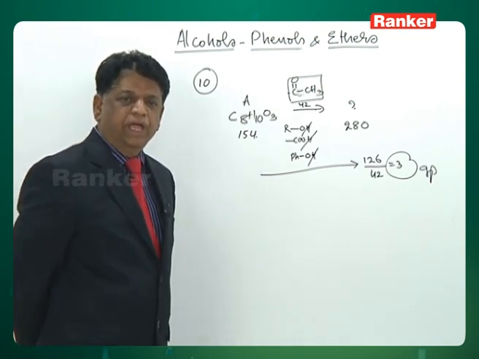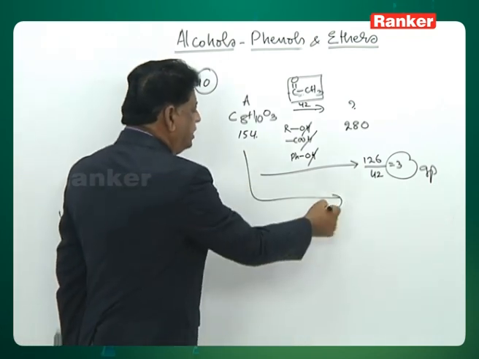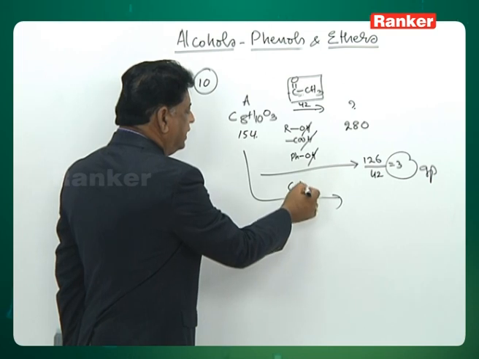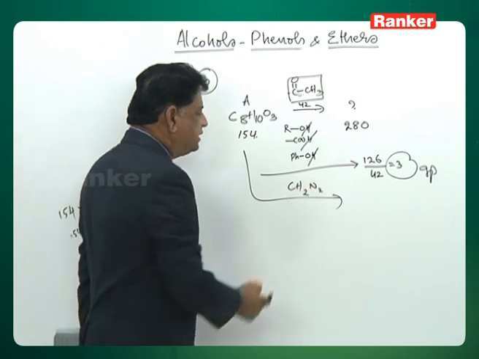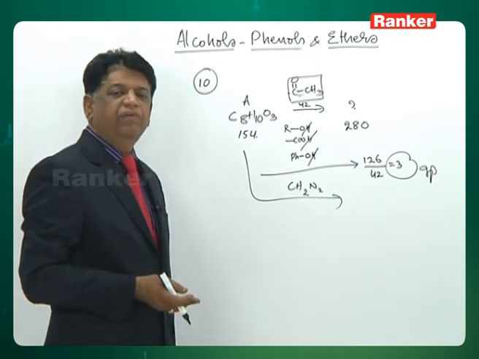The treatment with diazomethane gives methyl ester. The same compound treated with diazomethane, which is CH2N2, a gaseous compound, converts the carboxylic acids as well as the phenols.